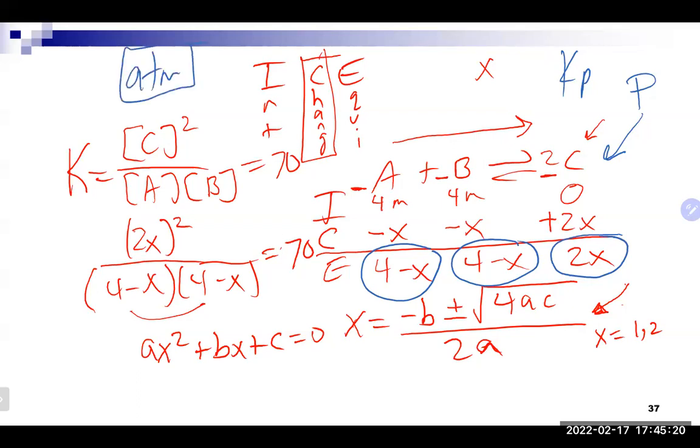When you go into the ice table, even if you're given all the pressures in torr or something like that, and they want all the answers in torr, you need to convert it into atmospheres, go into the ice table, do the calculation, and then convert it at the end. So that's an important thing to remember.